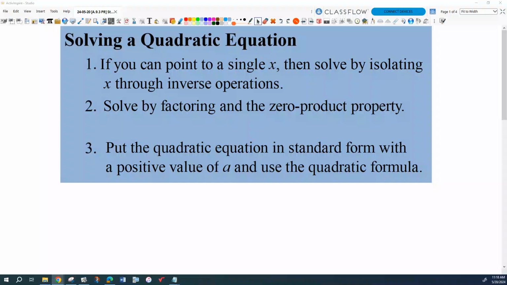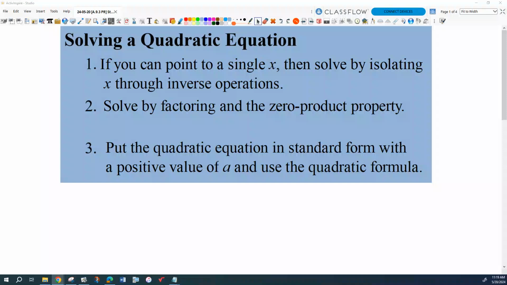Very, very quick. All this is about today is strategies for solving quadratics. Here's our checklist of the things we're going to try. When we solve a quadratic, the first thing we want to see is if we can point to a single x. Now, if we can point to a single x, what does that mean?